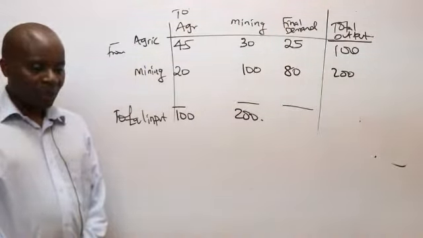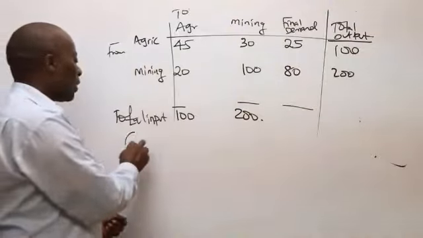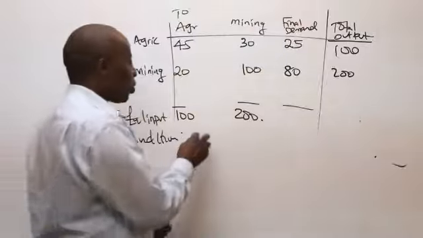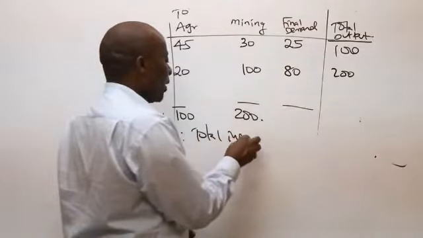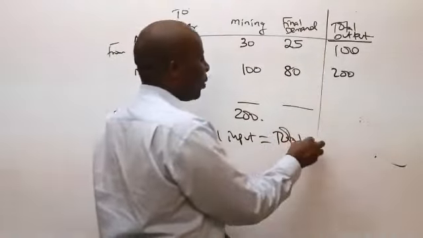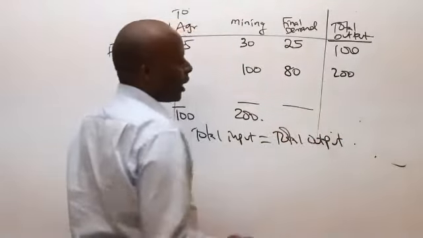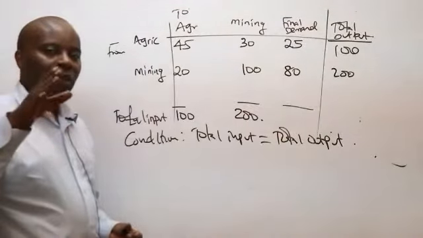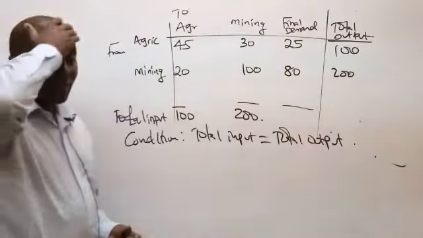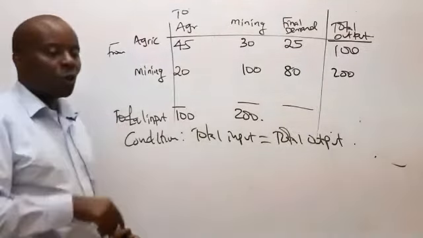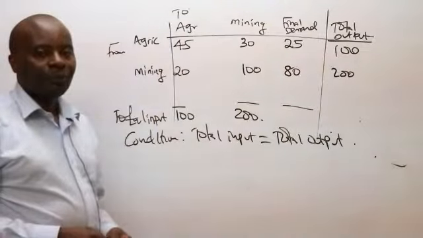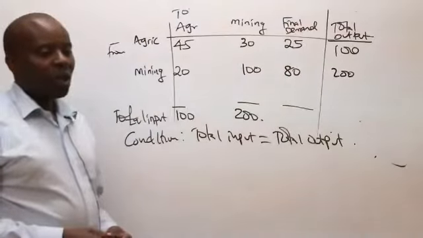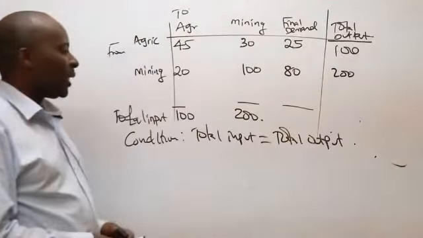Yes, total output, yes. Because the first condition that you are supposed to master as students of input-output is that total input will always be equal to total output. Once you get this wrong, then you can never really get anything out of this. It's a system of no losses. You put in 100, you get exactly 100. Total input will always be equal to total what here? Output. Total input will always be equal to total output. Very important.